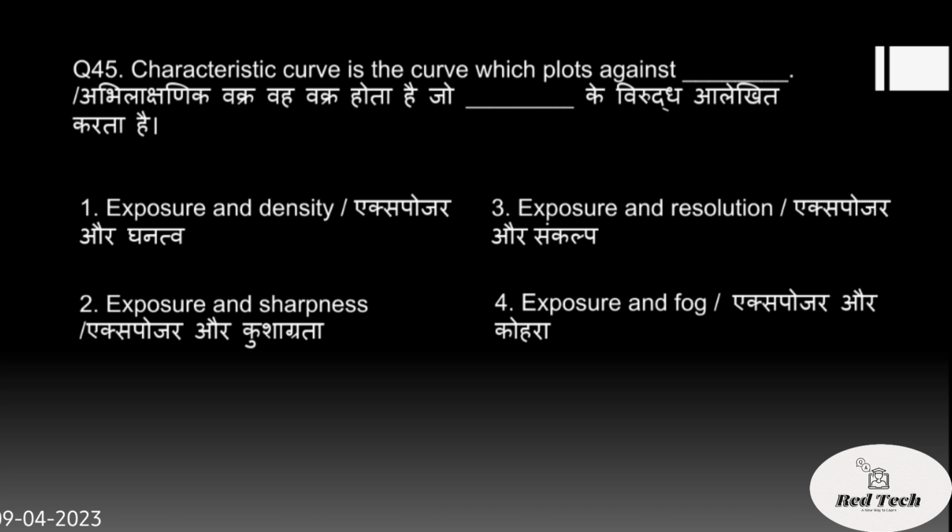Question number 45. Characteristic curve is the curve which plots against. So what does the characteristic curve basically plot? Option number 1 is exposure and density, option number second is exposure and sharpness, option number 3 is exposure and resolution, option number 4 is exposure and fog.